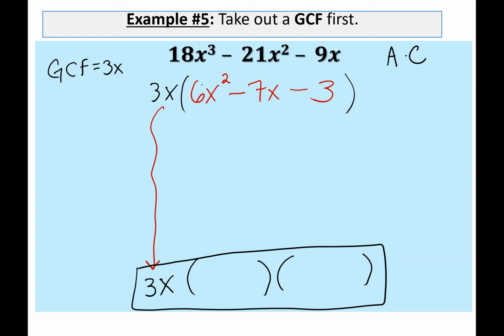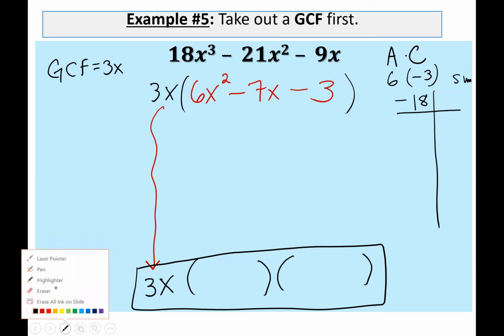All right, so I'll do 6 times negative 3. Because now, by the way, we're focusing on what's left in red here, the 6x squared minus 7x minus 3. I already took out the GCF, so just don't worry about that. We brought it down, you can forget about it. We're only worrying about what's in the parentheses. So 6 is A, negative 3 is C. When we multiply, we get negative 18. We want factors of negative 18 that have a sum that has a sum of that middle term, which is negative 7.